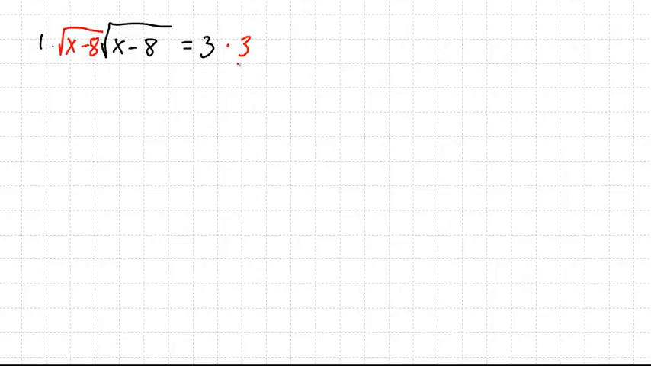Now the reason why I'm allowed to do this is because the equation tells me that square root of x minus 8 is equal to 3. So I can multiply each side by what seems like something different, but I'm still doing the same thing to both sides. Okay, so root x minus 8 times root x minus 8 is just x minus 8. 3 times 3 is 9. Adding 8 to both sides, I see that x is equal to 17.